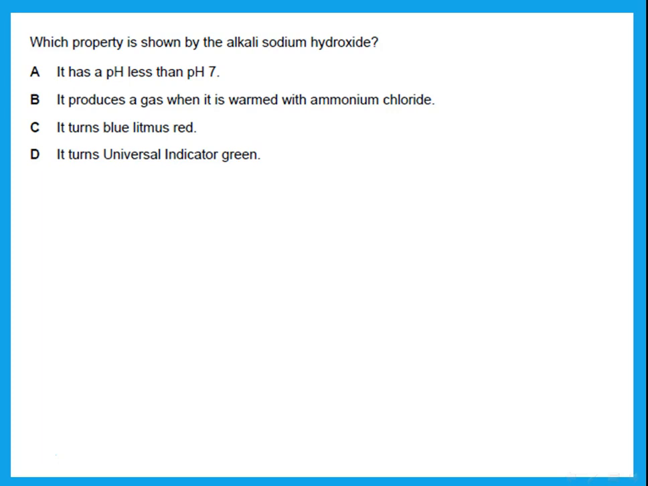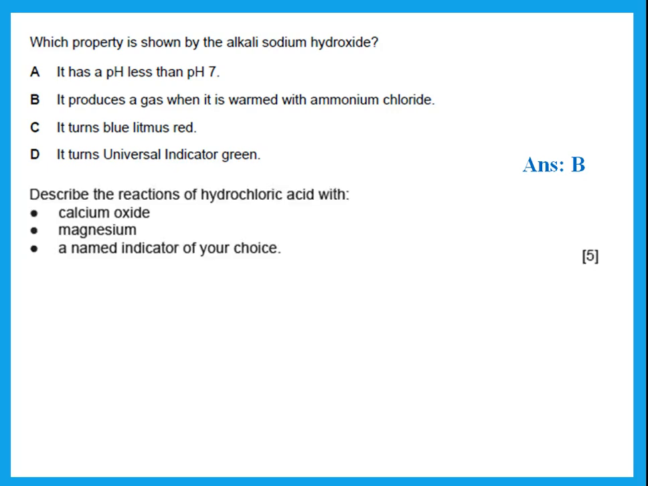Okay. It produces a gas when it is warmed with ammonium chloride. Yes, sodium hydroxide is a base, and we said base plus ammonium will give ammonia gas. So this is actually my correct answer. Let's check the rest. It turns blue litmus to red. No, this is a base. A base will turn the red to blue, not the other way around. Okay, it turns universal indicator green. No, this is a base, so it should turn universal indicator blue. Green is for neutral.